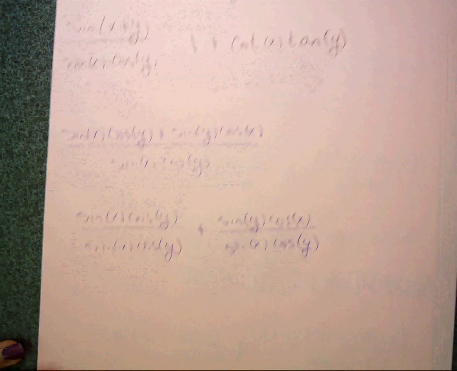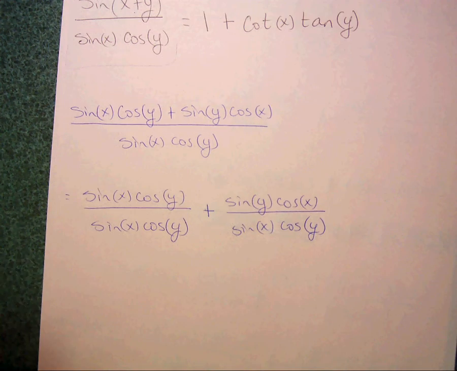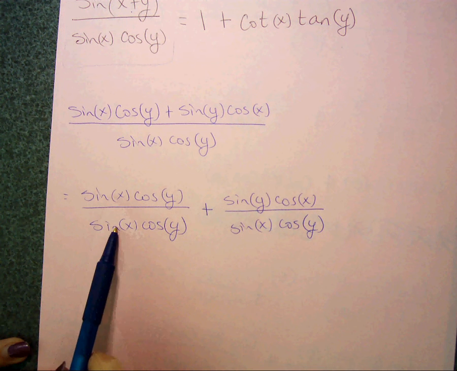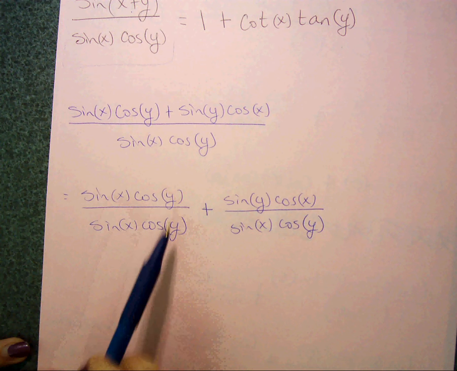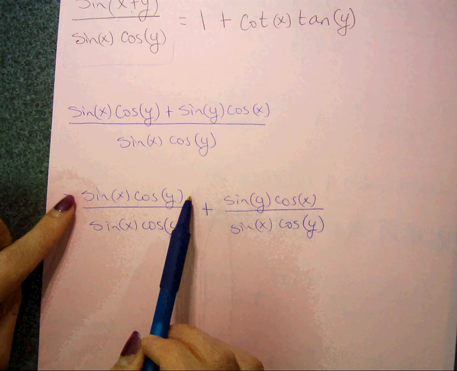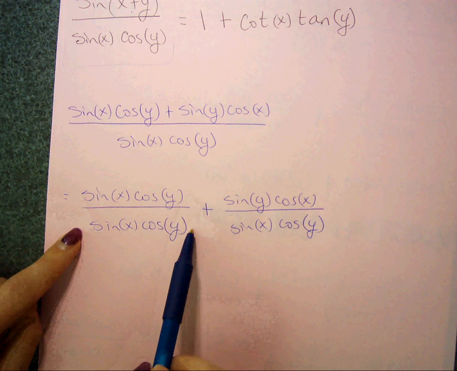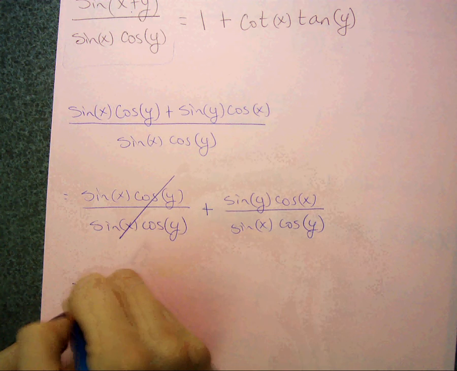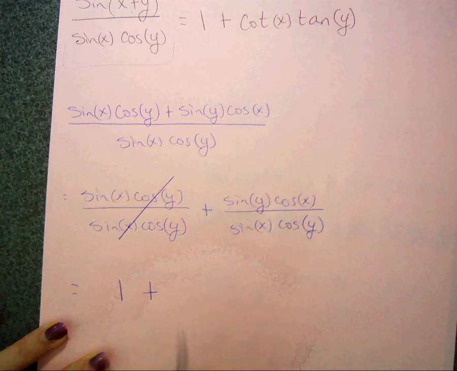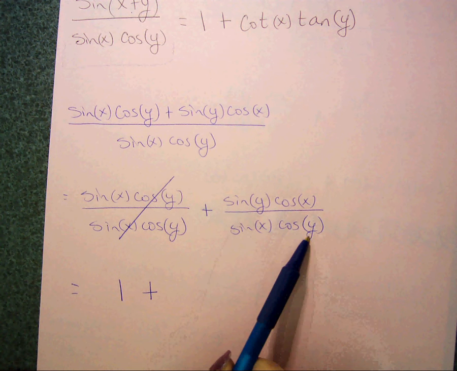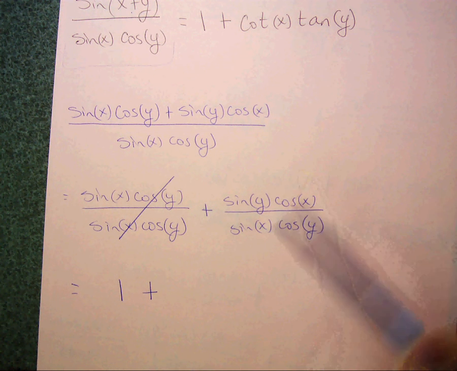So carrying on, seeing what will simplify. On my left fraction, I have sine of x over sine of x, cosine y over cosine y. They are being multiplied, so it's just one single term, sine of x cosine of y, divided by sine of x cosine of y. It is just 1. If I divide something by itself, this is just 1. So I get 1 plus sine of y cosine of x over sine of x cosine of y.